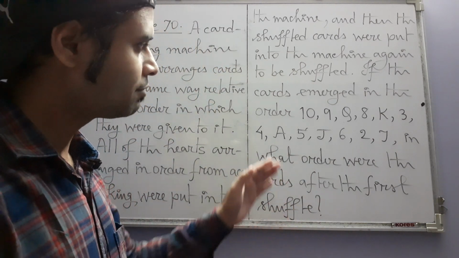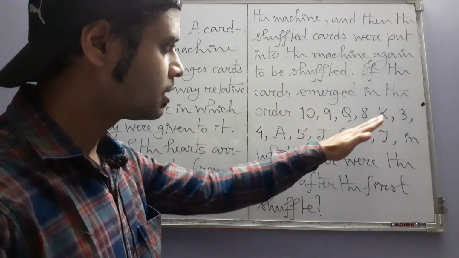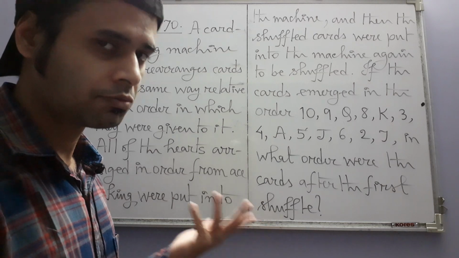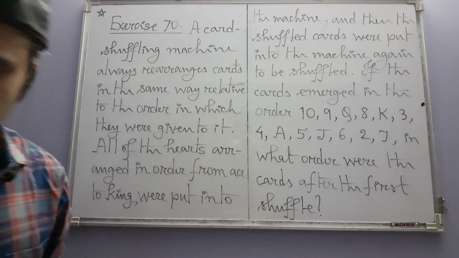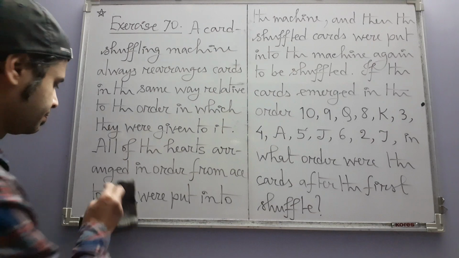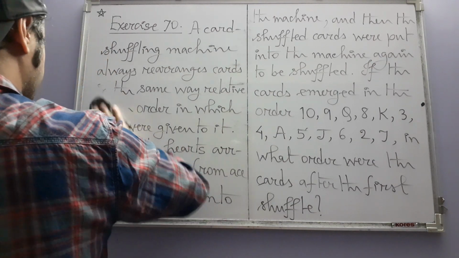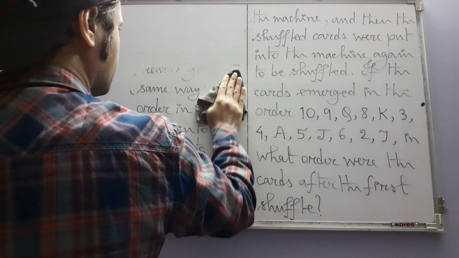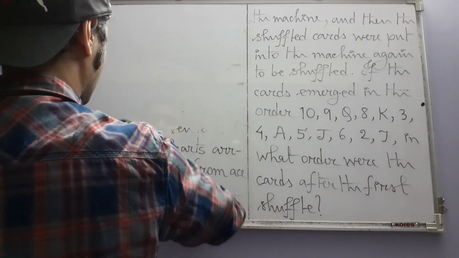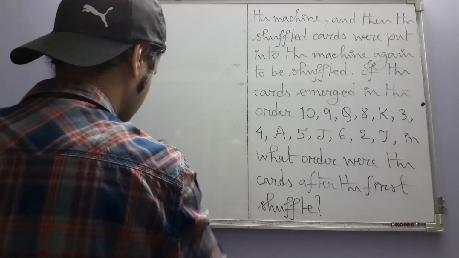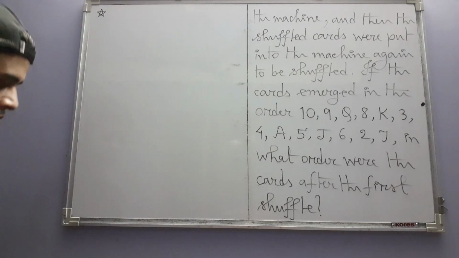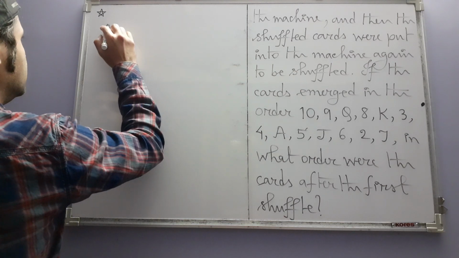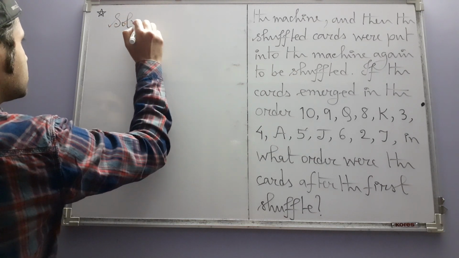After two shuffles, this is the order in which they emerge. So what is the order after the first shuffle itself? So let's see the solution. So we start off like this.